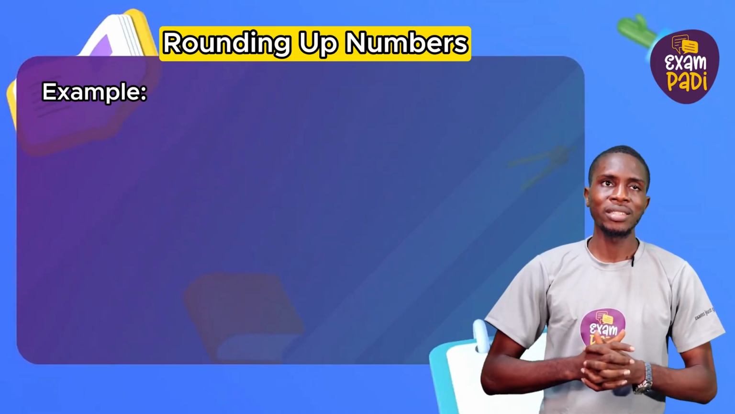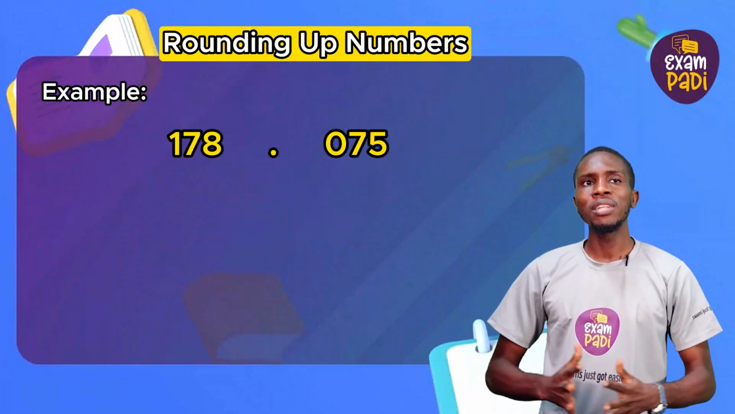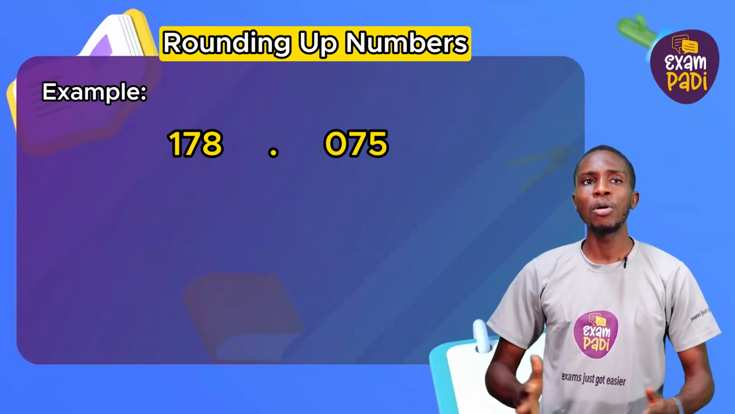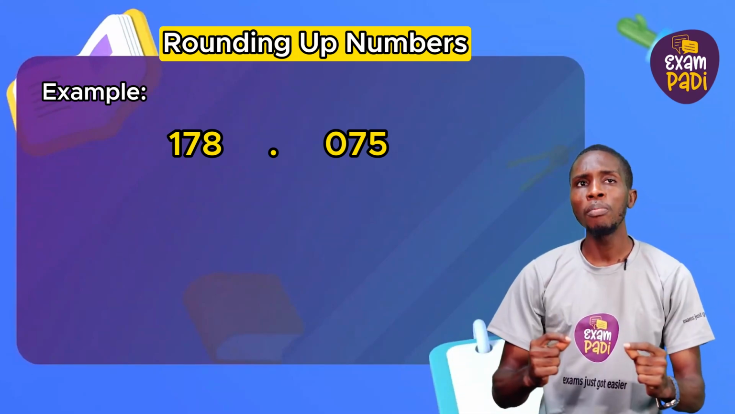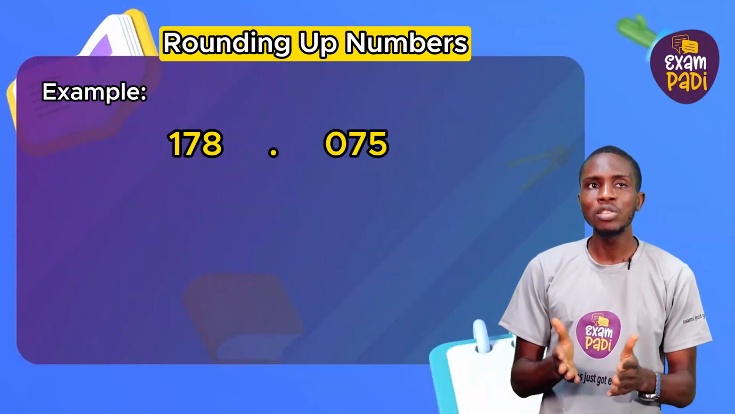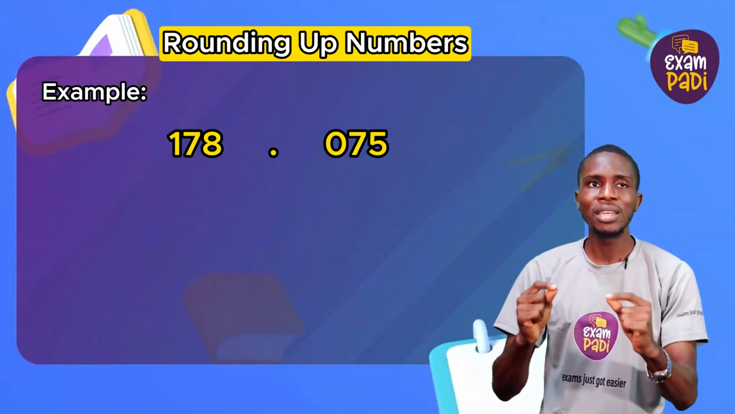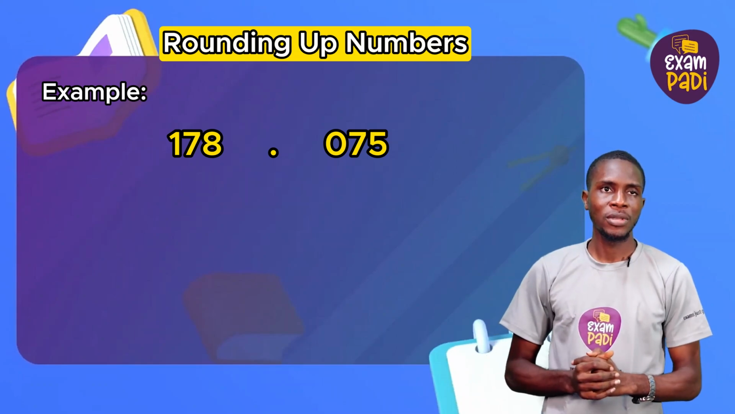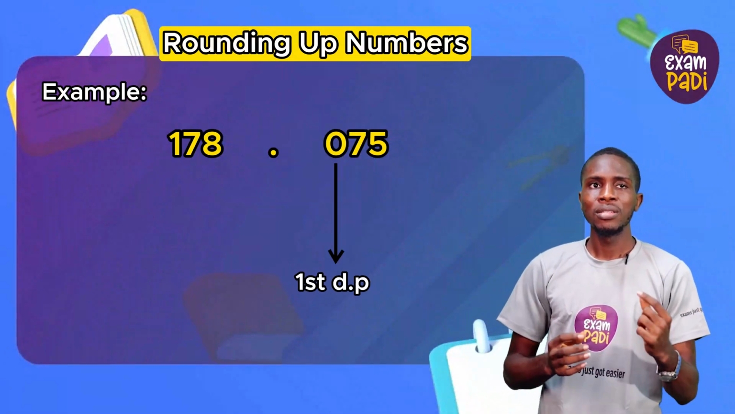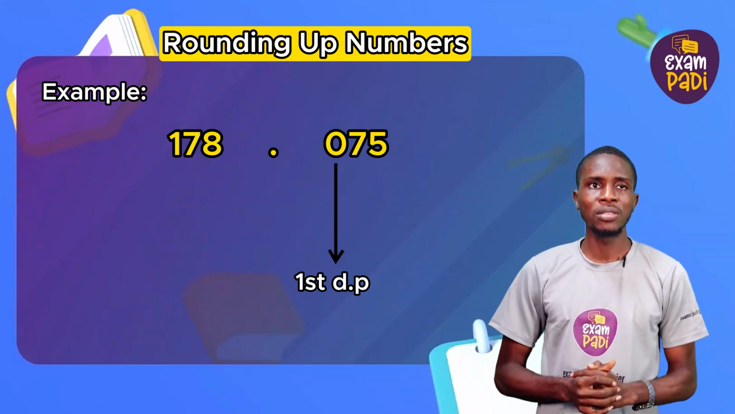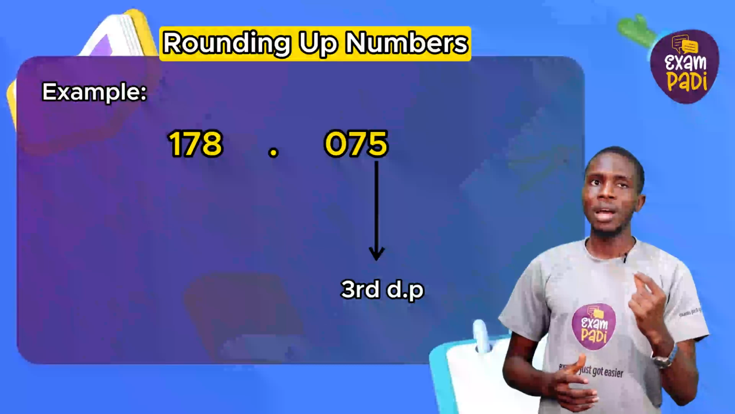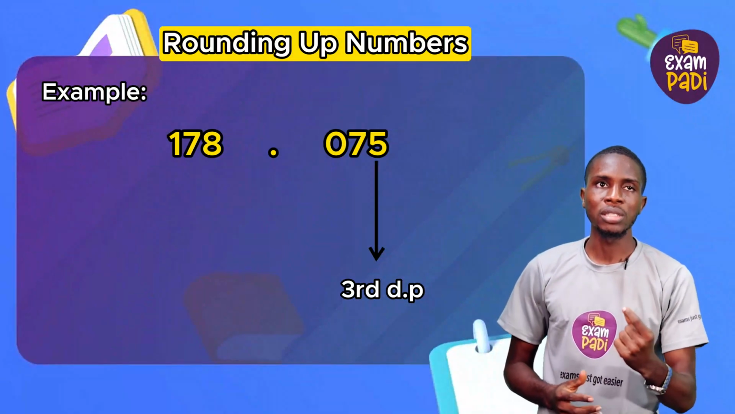Let's take a look at this example. 178.075. To find the decimal place, simply count the number of figures after the decimal point. Thus, this number has 3 decimal places. In 178.075, 0 is the first decimal place, 7 is the second decimal place, and 5 is the third decimal place.